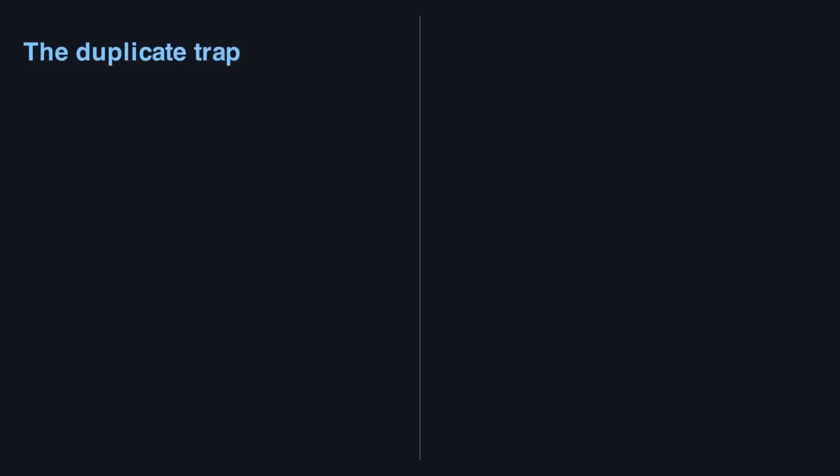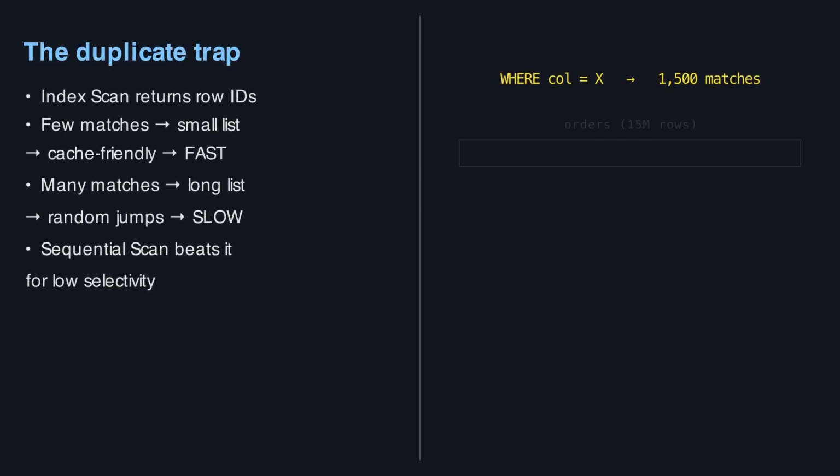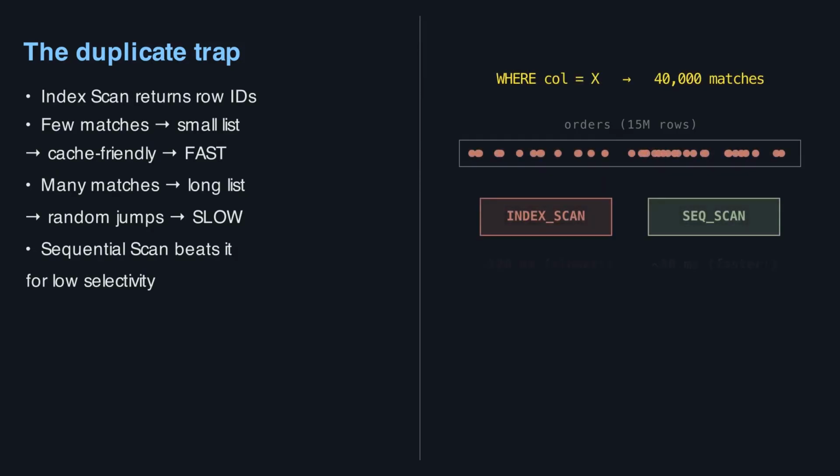Let's look at the duplicate trap, where index scan is slower than sequential scan. An ART lookup returns a list of row IDs matching the key. With few duplicates, you get a small row ID list and a small random access pattern, which is fast. With many duplicates, you get a large row ID list and many random jumps across column chunks. Sequential scan reads chunks in order, which is CPU friendly and cache warm. DuckDB still picks index scan if the row count is below a threshold, even when it hurts.